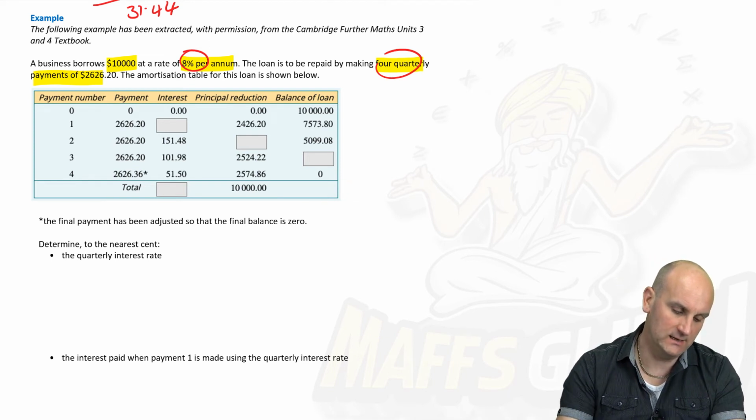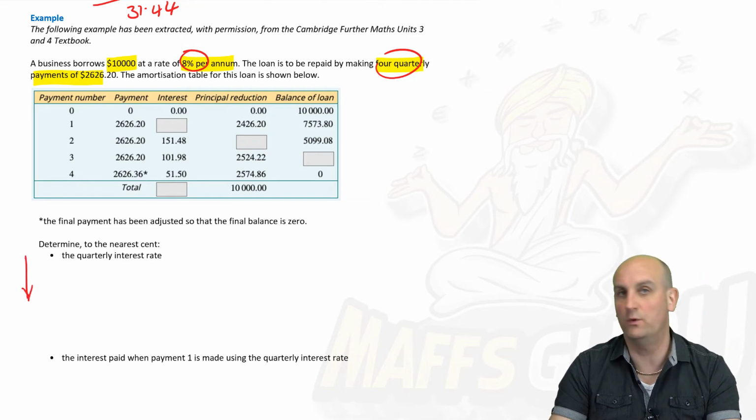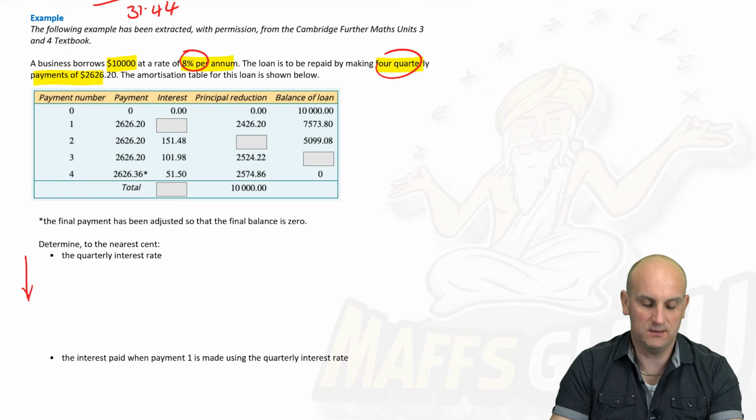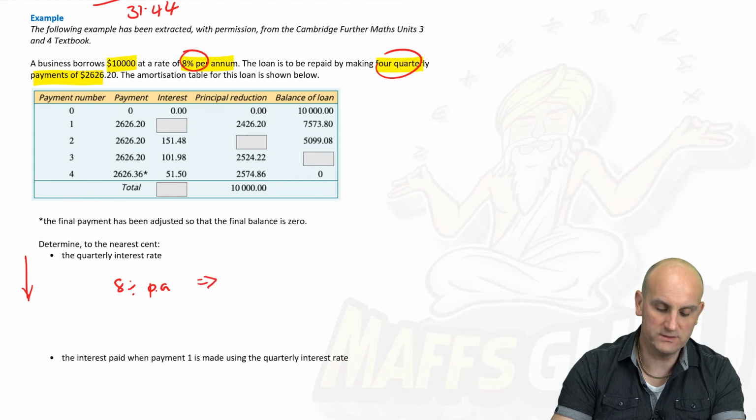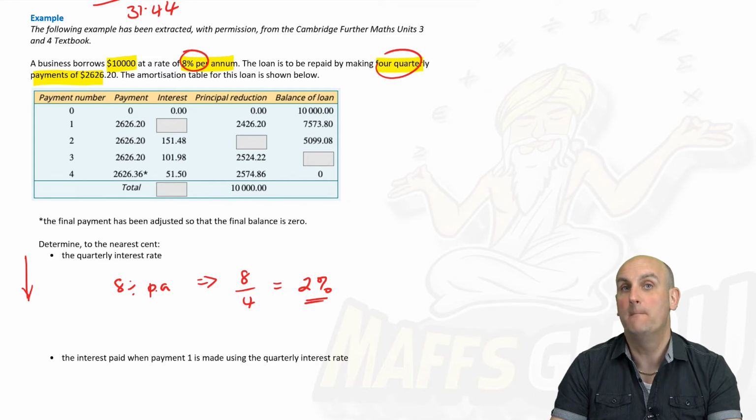So let me see. Determine the quarterly interest rate. There are questions that we're going to work through here, but the first one says determine the quarterly interest rate. Well, my 8% per annum. There are 4 quarters, so I'm going to do 8 divided by 4, which gives me 2%. So there's my interest rate per quarter.